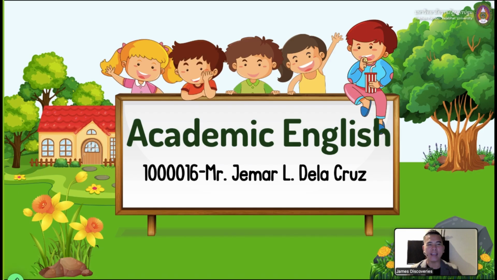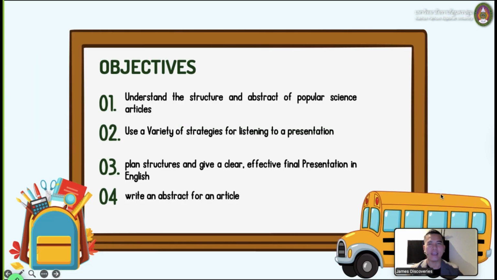Alright, so let's proceed now to the reading part. But before that, let's discuss the objectives. Number one, understand the structure of an abstract of popular science articles. Number two, use a variety of strategies for listening to a presentation. Plan structures and give a clear, effective final presentation in English. Write an abstract for an article. So, these are our last objectives.